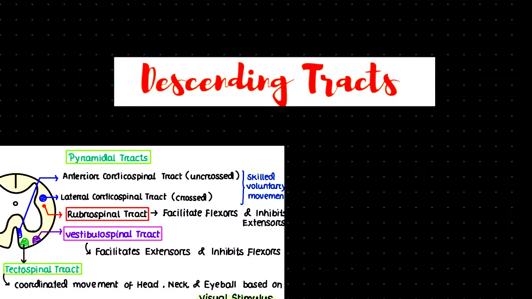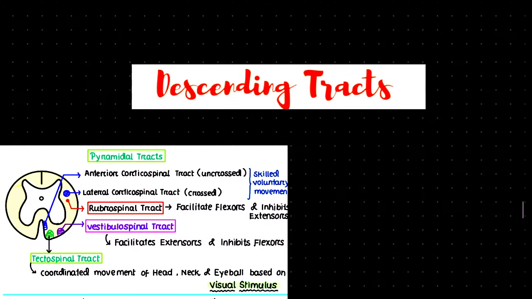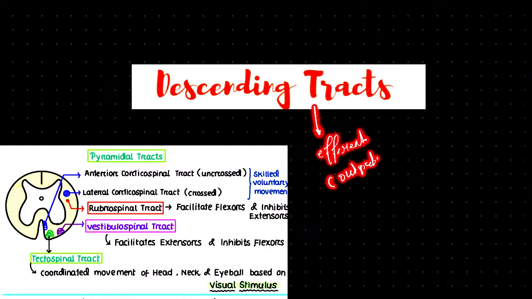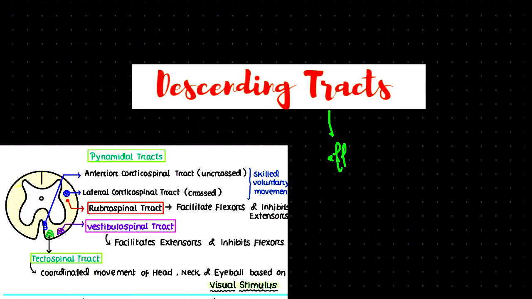So, the descending motor pathway. It is called the motor pathway because these are efferent. These are efferent, that means these are the output pathway.